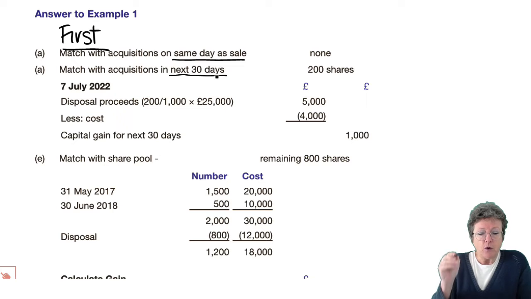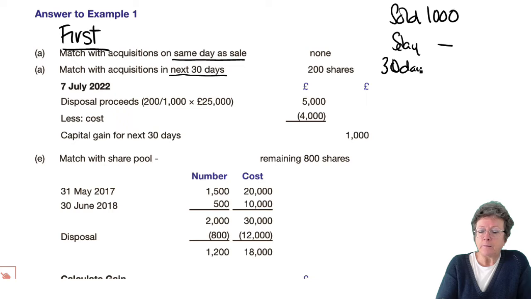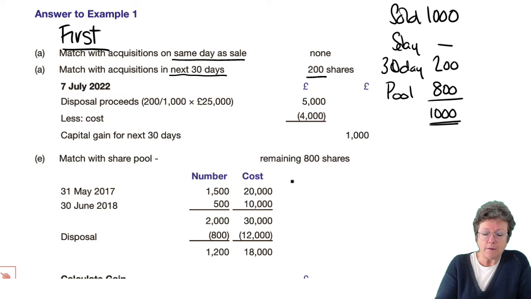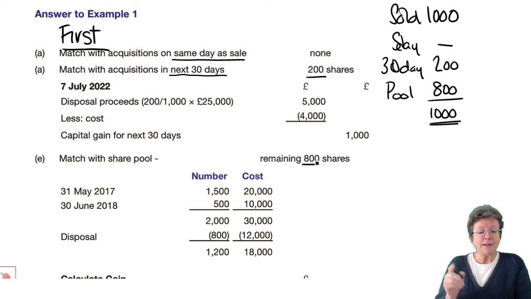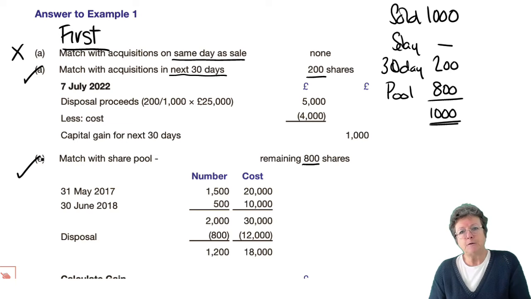There is therefore the remainder number of shares, because altogether she sold 1,000, didn't she? So on the same day, none. 30 days, 200, which means in the pool there will be the 800 to make the total of 1,000. Okay, 200 there and 800 there. Now that tells me I don't have to do a computation for that because there's nothing there, but I am going to have to do two computations.